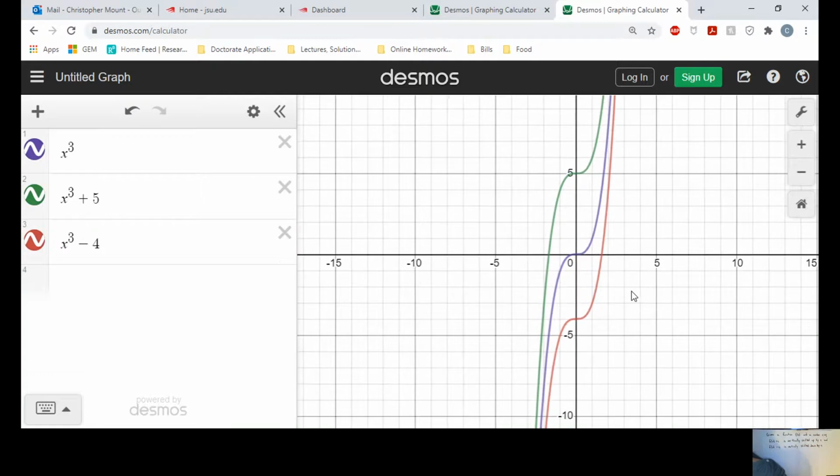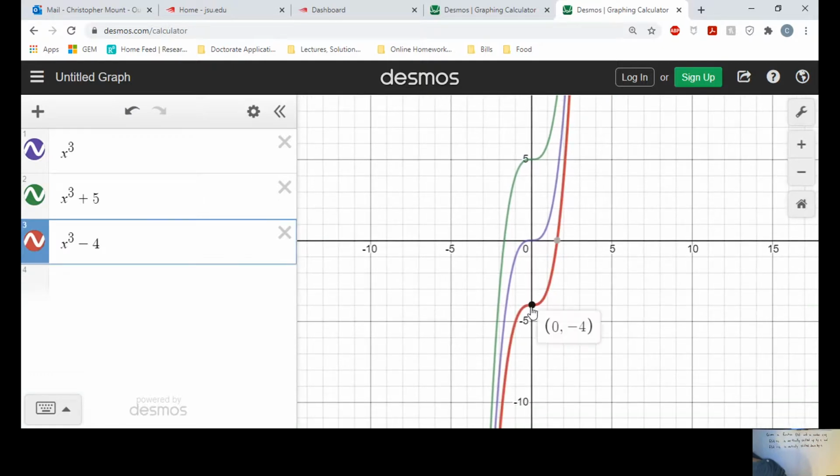This one drops it by 4, because I subtracted 4 to the outside. So it's dropping all of its y values by 4 from the base purple case.